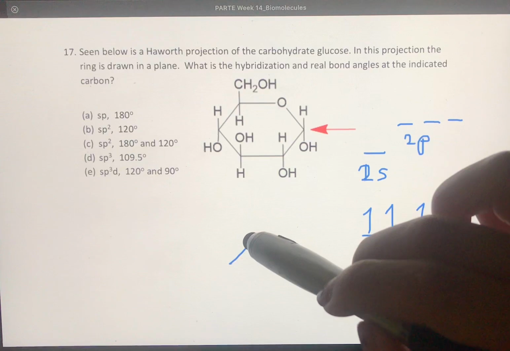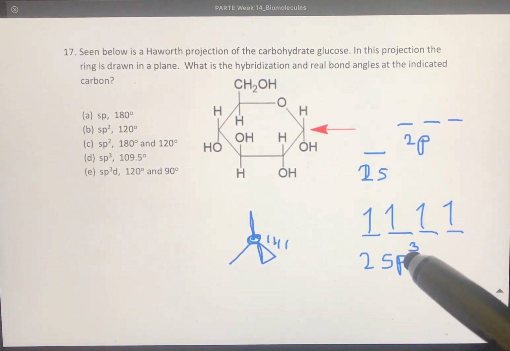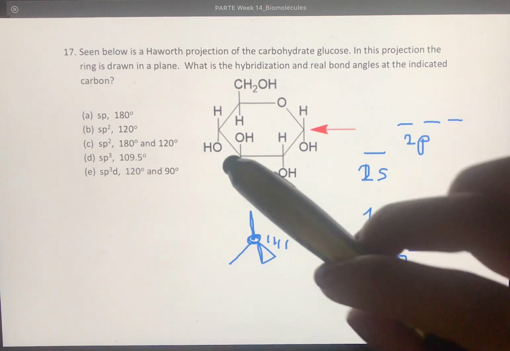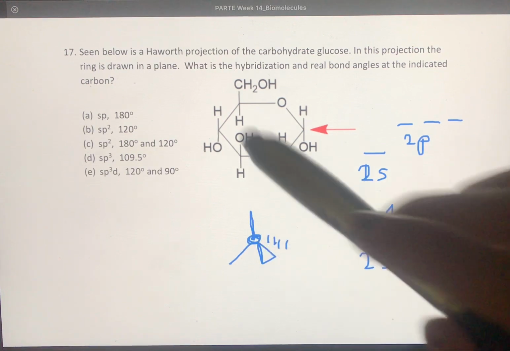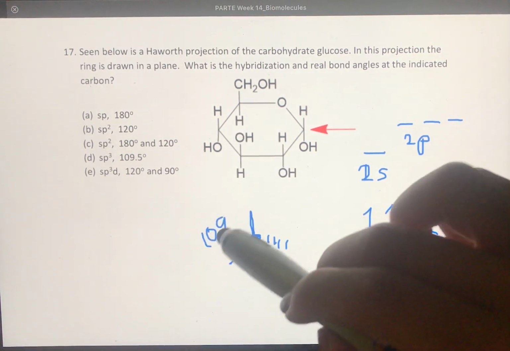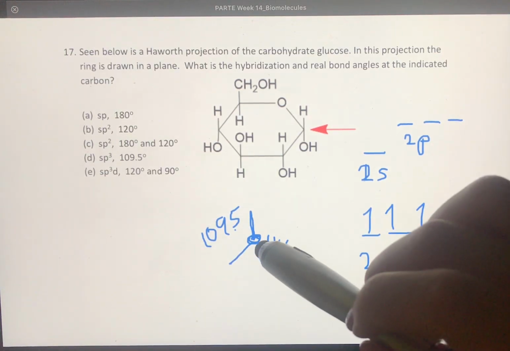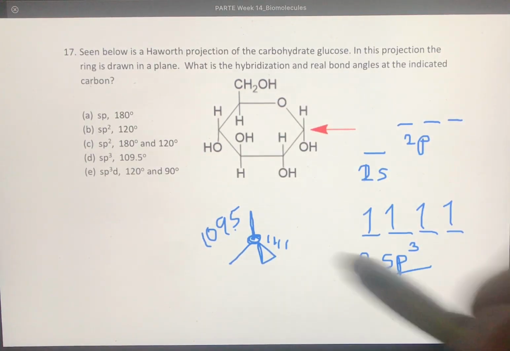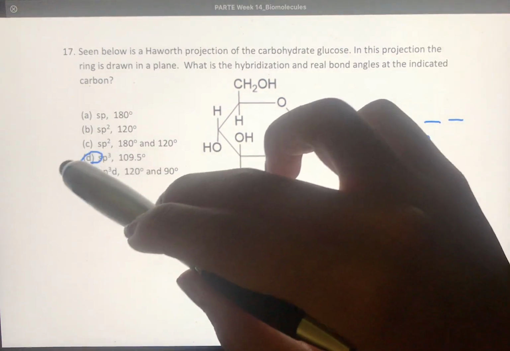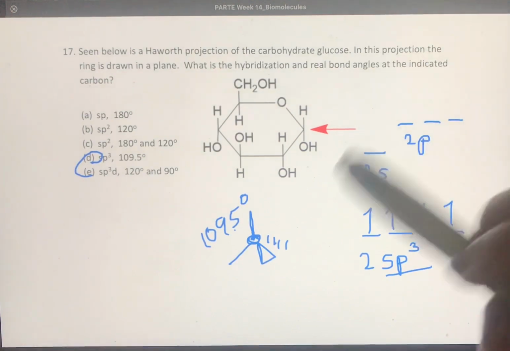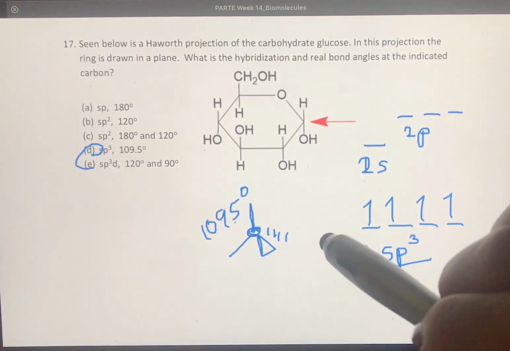And then if we remember from the bond angle lab, if you have 4 things on a carbon and none of them are lone pairs, even if some of them are lone pairs, your angle is going to be 109.5 between each thing. This is what we call tetrahedral. So the answer is going to be sp3 and 109.5 degrees. So that's going to be answer choice D. All right, and I think that was the last question, so that wraps up this week's PARTE Packet.